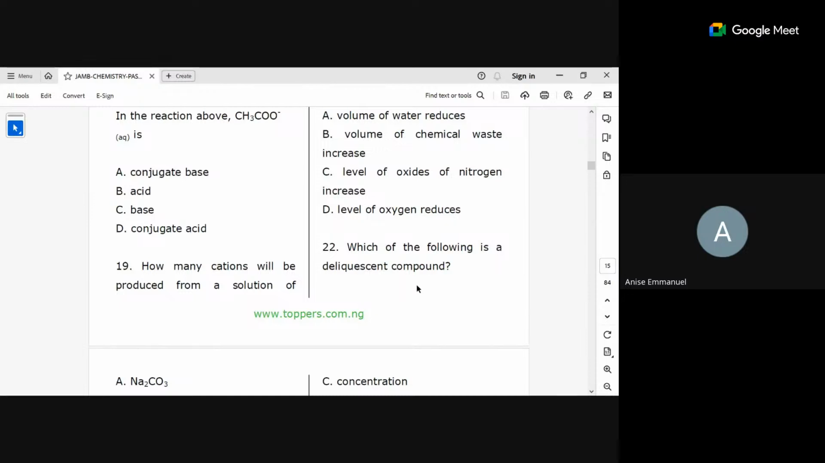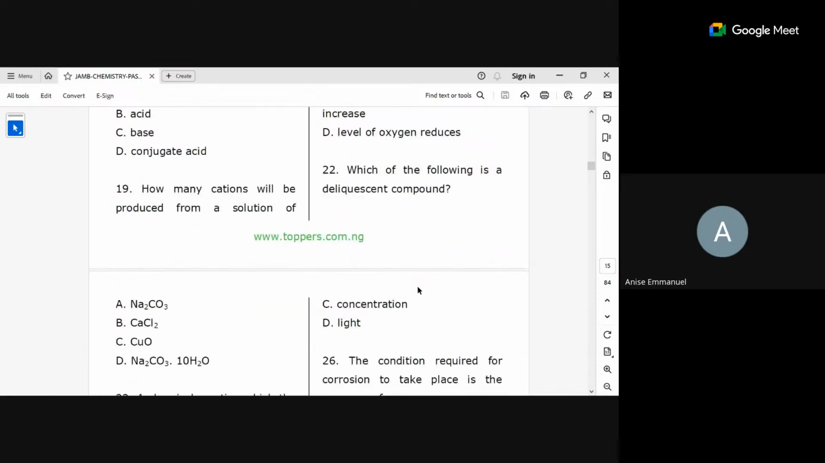A deliquescent compound. What are deliquescents? If you don't understand deliquescent compounds, you might not be able to answer this question. So it is good for you to understand what deliquescent is all about. Now, I believe by now we should start trying to at least understand, so let me just give us some hints.